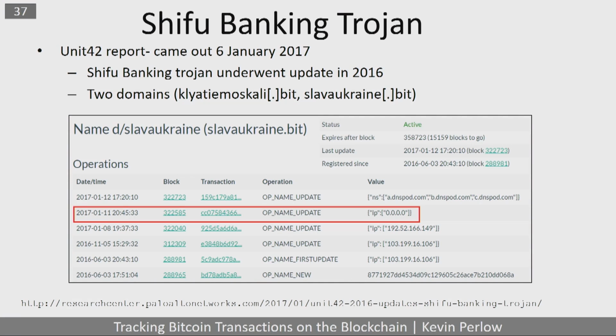With this example of the Shifu banking Trojan, on January 6, 2017, Palo Alto's Unit 42 came out with a really, really good reverse engineering report on this. And part of it was they noted that this banking Trojan started using these two .bit domains at some point in 2016. The picture up here is actually a newer, updated version of this information, because at the time, there were only a couple IPs associated with each of these two domains. And the question I had was, what other infrastructure? There's no way these actors were only using two domains and a couple of IP addresses.